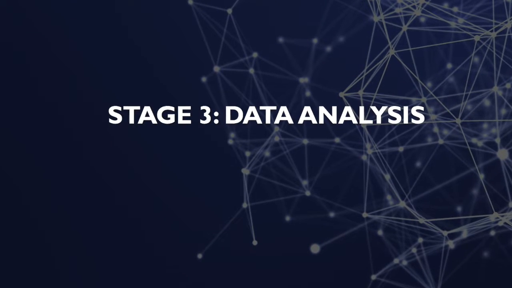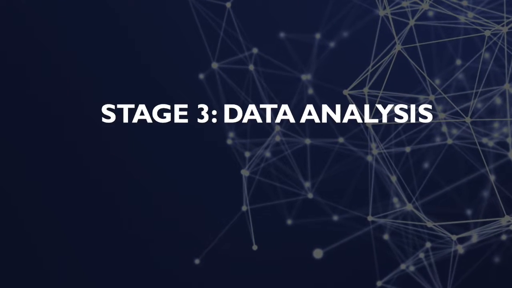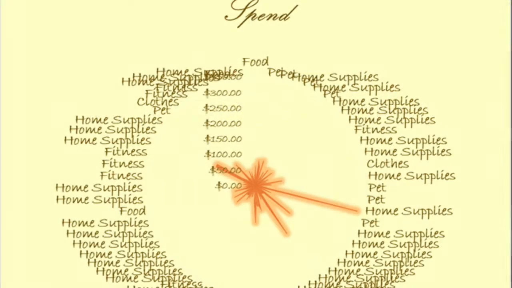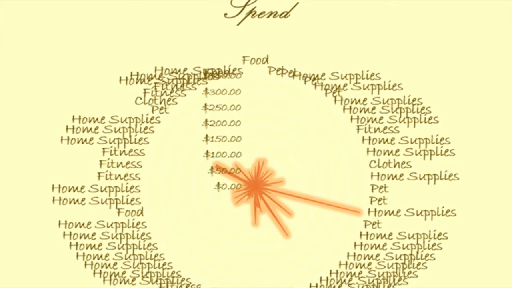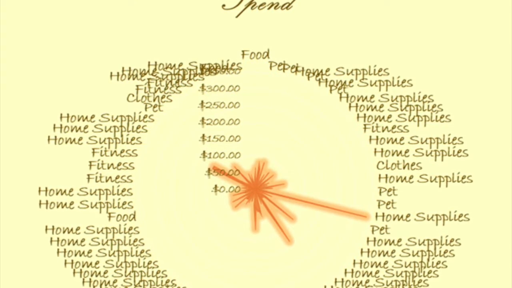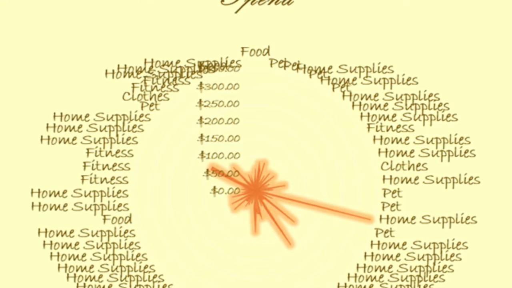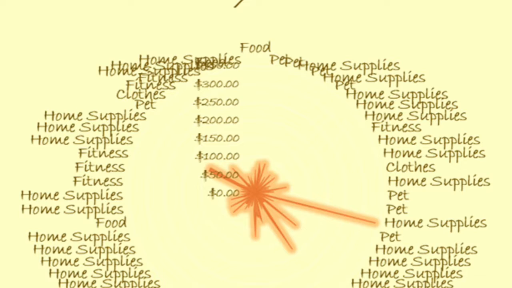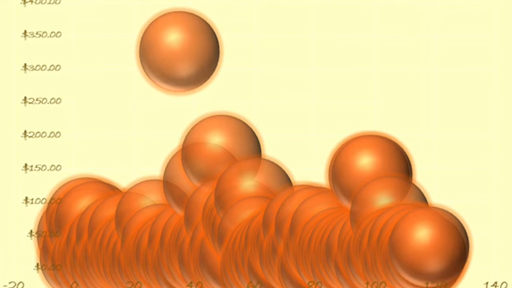So after visualizing the data, that brought me to stage 3, which was data analysis. First, I wanted to understand my highest spend using a spider graph. As we see, the highest price I have paid is $350, and this only occurred once. Then, using the bubble graph, I saw that the majority of purchases are $50.